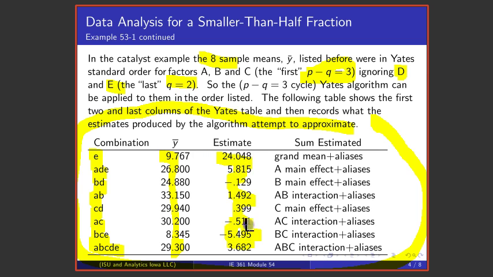And the question is, what are those estimates of? Well, if there were no final two factors, this 24.048 would stand for the grand mean. But recognizing that there is aliasing, that there's confounding going on, that must be the grand mean plus aliases. If there were no factors D and E, on this row would sit an A main effect, but recognizing the existence of these last two factors, that has to be A main effect plus aliases, and so on. This third row, if there were only three factors, that minus 0.129 would be the B main effect. Well, it's not just the B main effect, it's the B main effect plus all its aliases, and so on.